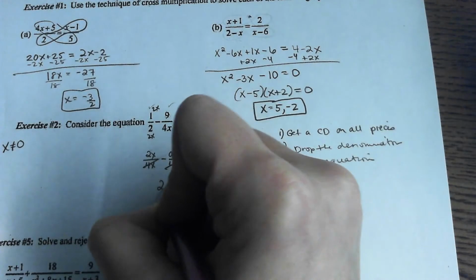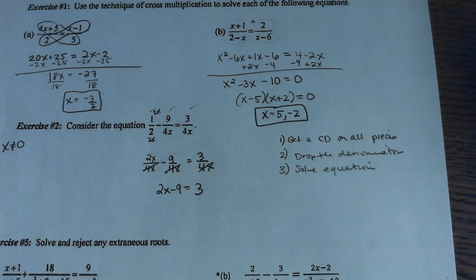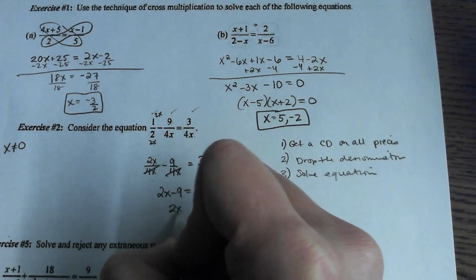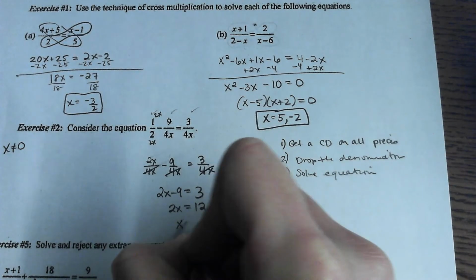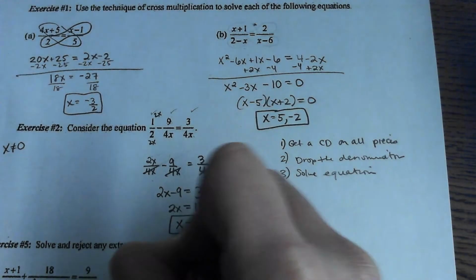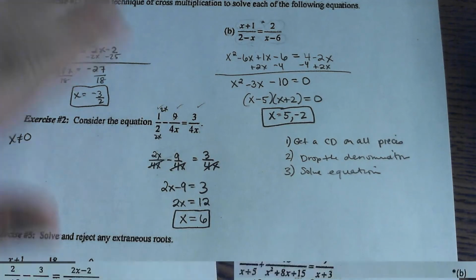So the equation that you have to solve is just whatever came from the numerator. So add your 9 over, you'll get 2x equals 12. Divide by 2 on both sides, you'll get x equals 6. Okay?